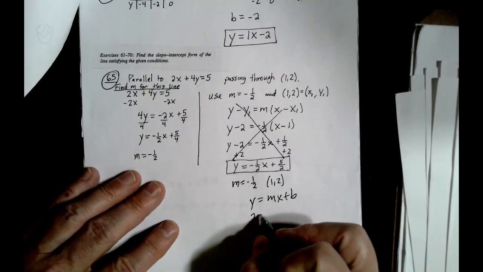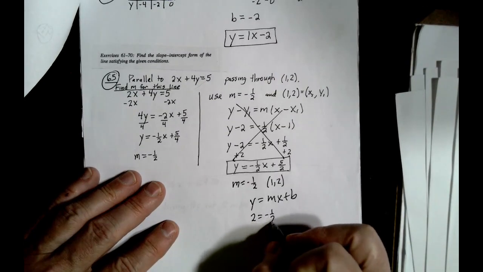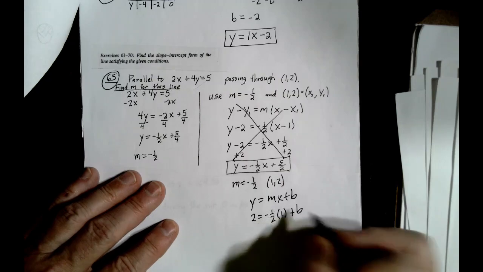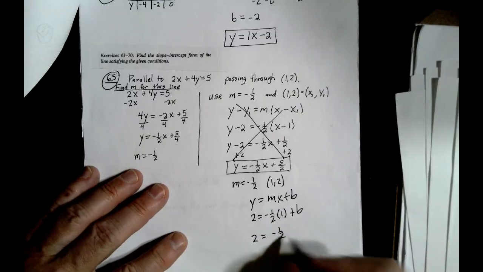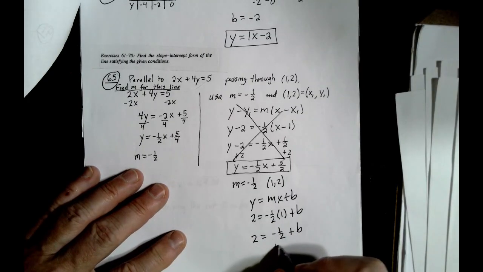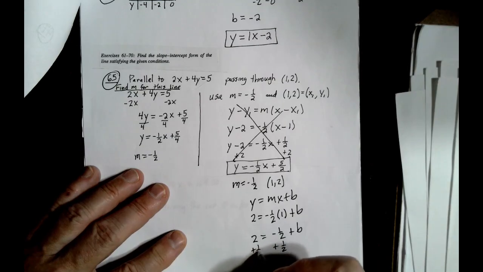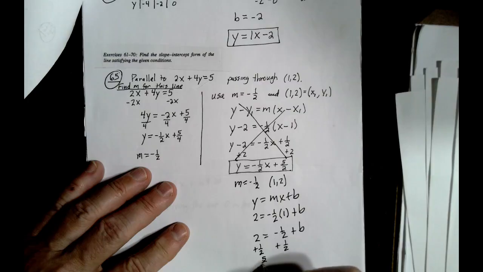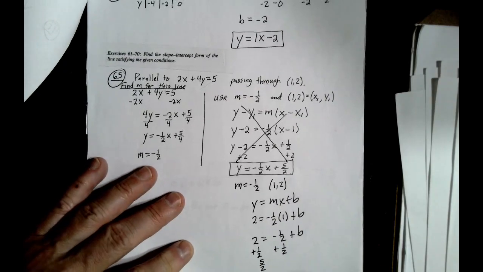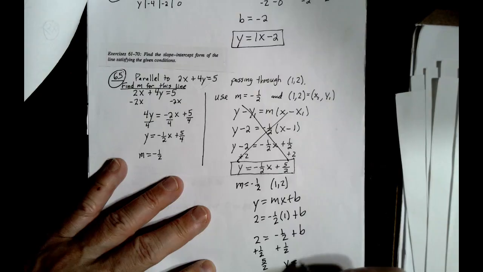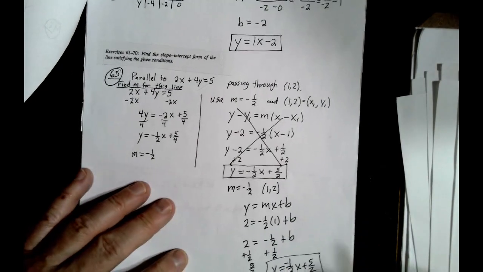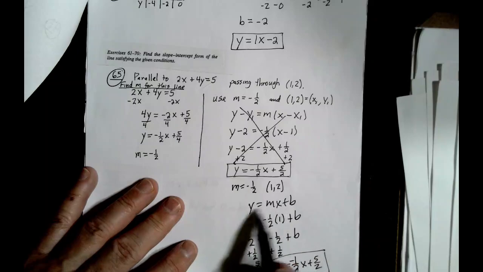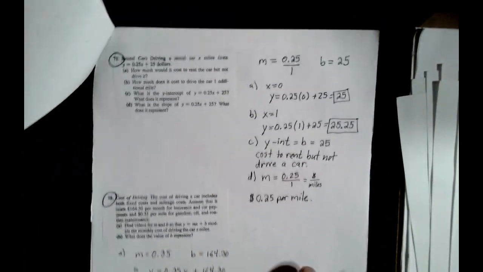Okay, so y is 2, m is -1/2, x is 1, and you don't know b. So 2 equals -1/2 times 1, which is just -1/2, plus b. And when you add 1/2 to 2, you get 2.5. Well, 2.5 is really 5/2. So y equals -1/2 x + 5/2. Okay? So if you know m and you know x and y, you know 3 out of the 4, and you can figure out what b is.